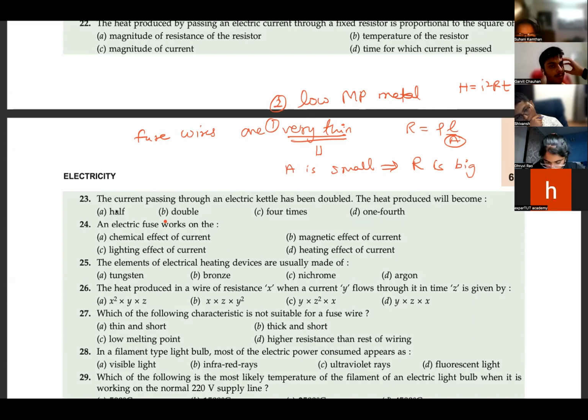Sir, I have one question. One second. Is this doubt answered? I don't think so. Can you repeat your doubt? Why does R need to be big if the wire is melting anyway? It's still a metal. Metals conduct, right? And metals, in general, have a melting point of around 1000 degrees Celsius.